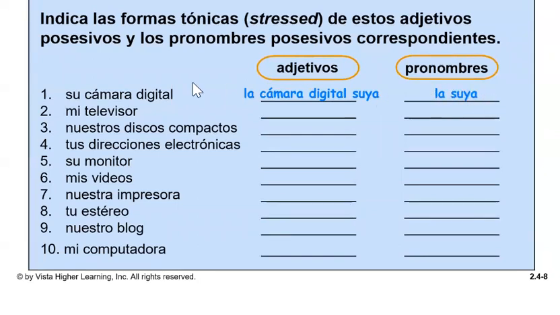Now again, we don't know because su doesn't clarify. It's something third person, his, her, their, and we don't know which. So we don't know what this would translate to without any other context, but we guess we say that is his digital camera. This is another way of saying his digital camera. And then here, this is just saying that is his, es la suya.